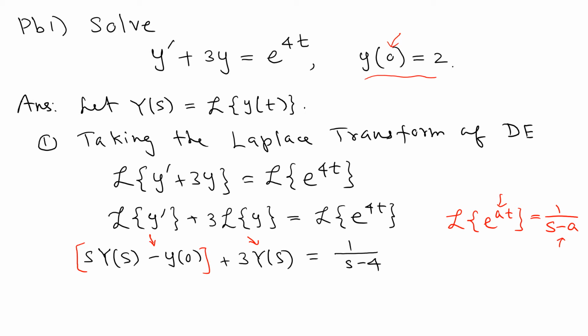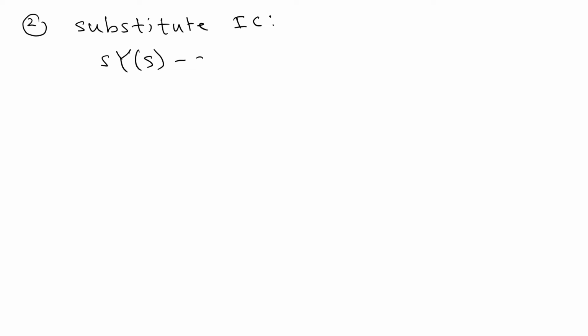Next, we can plug in the initial conditions. So let's go to step 2. We substitute initial conditions. We have sY(s) minus, and you know that the initial condition is y(0) equals 2, so this is going to be 2. Plus 3Y(s), there are no conditions for that side, equals 1 over s minus 4. So that's the second step.